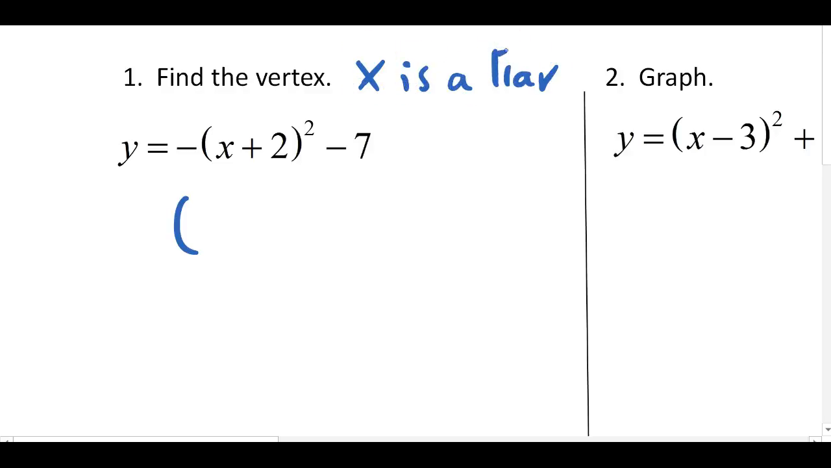So the vertex here is not positive 2 and negative 7. It's negative 2 and negative 7. Okay, so whatever's inside the parentheses, that number, you're going to flip the sign. It goes from positive to negative, and then the y value stays the same. It's negative 7. Simple. Okay.